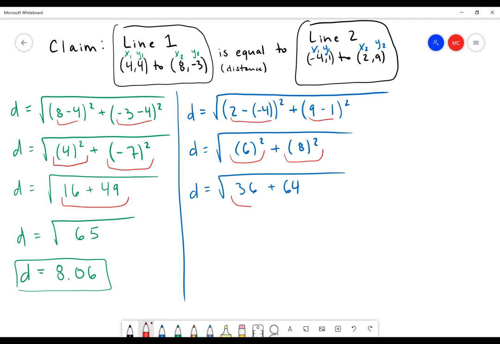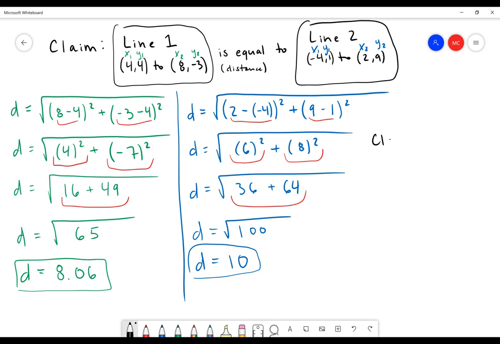Now I'm going to add 36 plus 64. And I always like to double check that in a calculator, but it is equal to 100. When I take the square root of 100, I get a positive 10. So my distance of line 2 is positive 10.